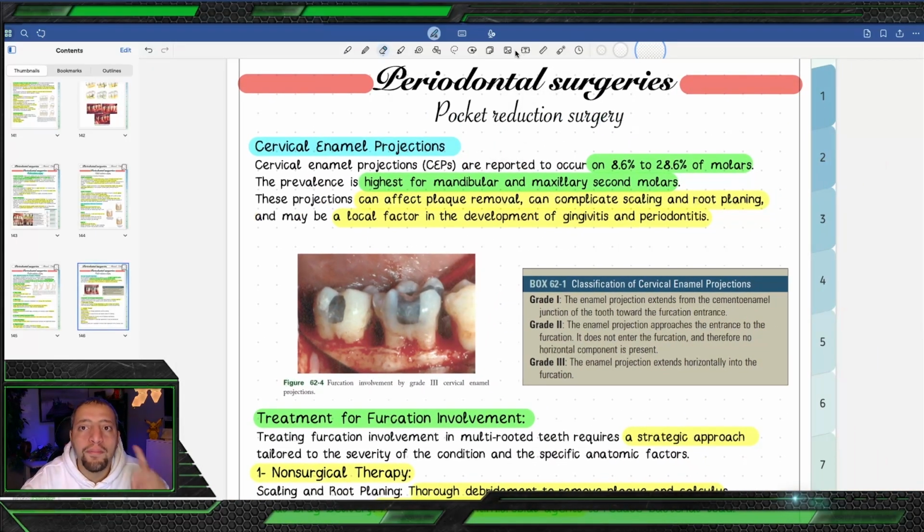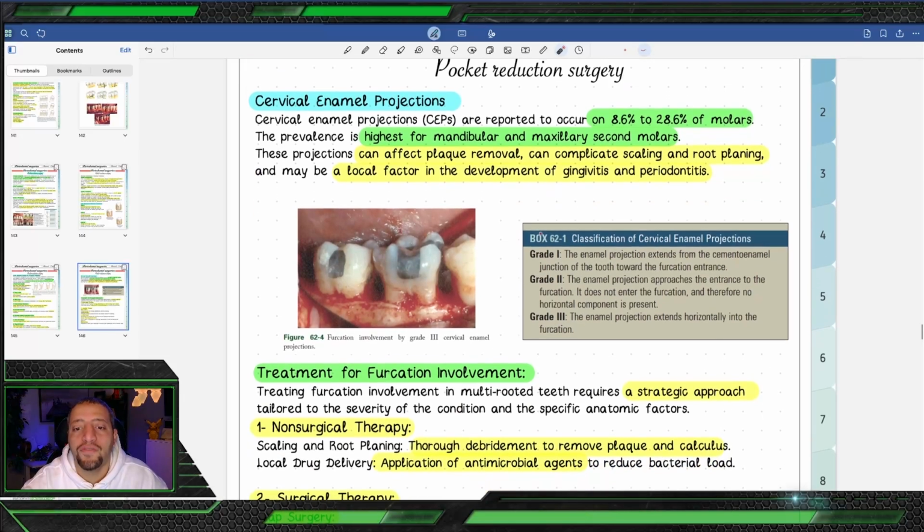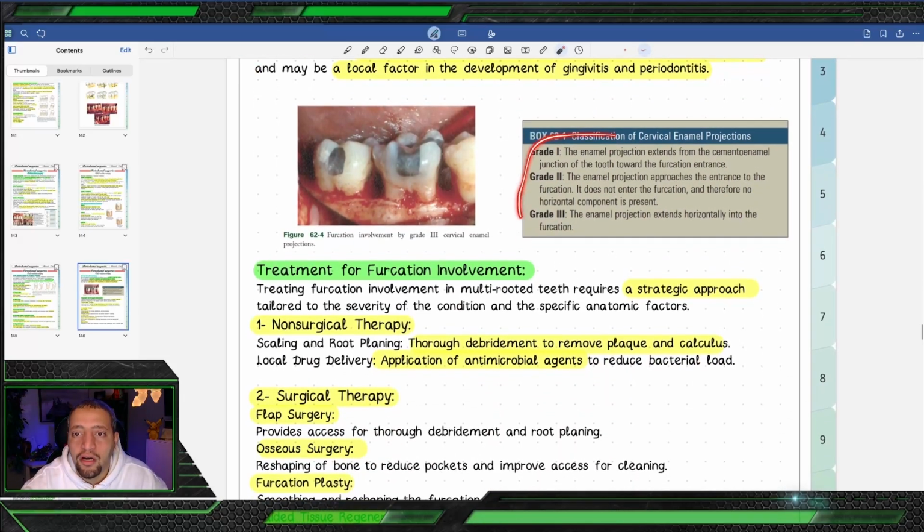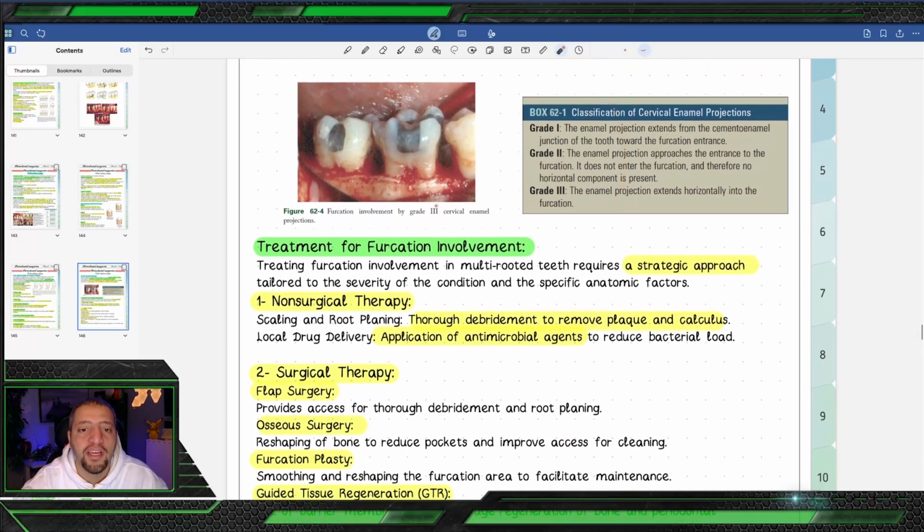Okay, so the management is according to the extent. This cervical enamel projection occurs in 8.6 to 28.6 percent of molars. The prevalence is highest for mandibular and maxillary second molars, so lower 7 and upper 7. This projection can affect plaque removal and can complicate scaling and root planing, again because there is no PDL embedded here, so the pocket here will be so deep, and it may be a local factor in the development of gingivitis and periodontitis. And here are the grades of the cervical enamel projection.